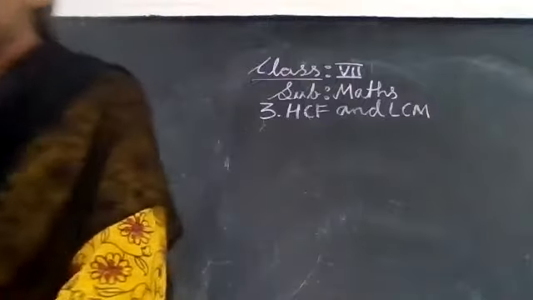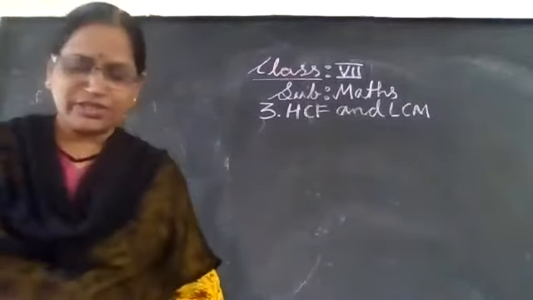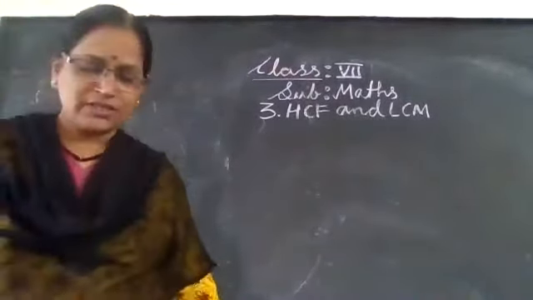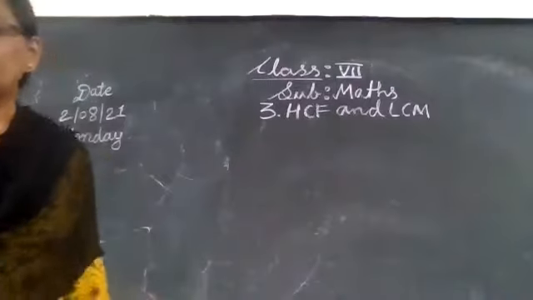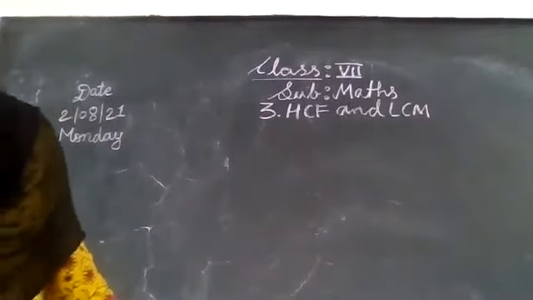So, let's see some examples from your book. And the question is, find the smallest number which when divided by 8, 9, 10, 15 and 20 gives remainder of 5 every time. So, you have to find the smallest number and it leaves remainder 5 every time.